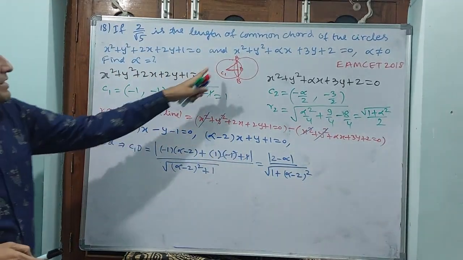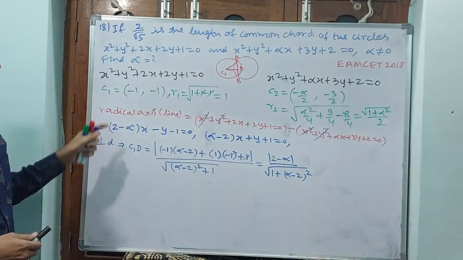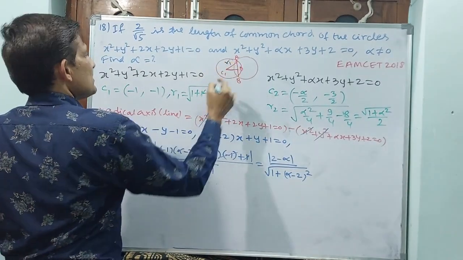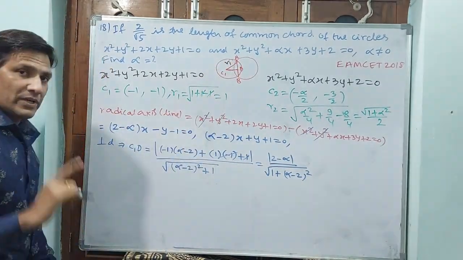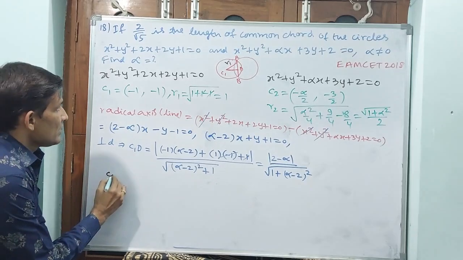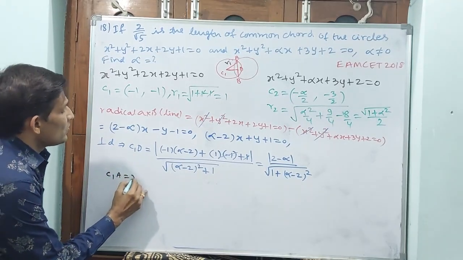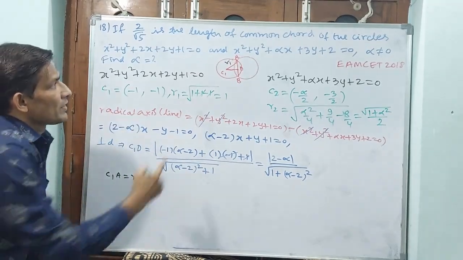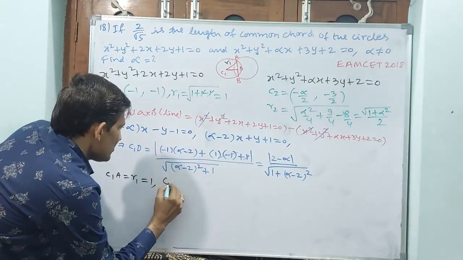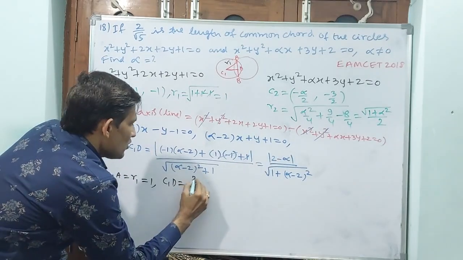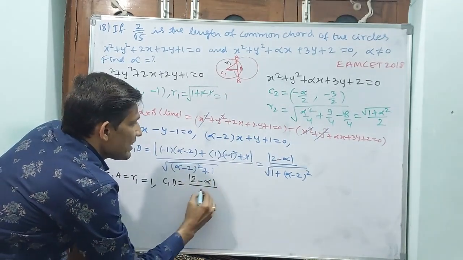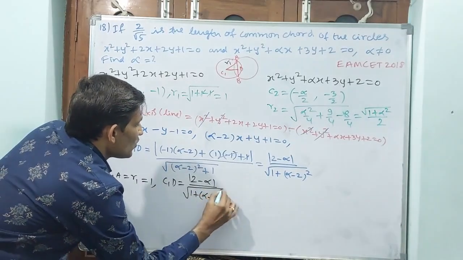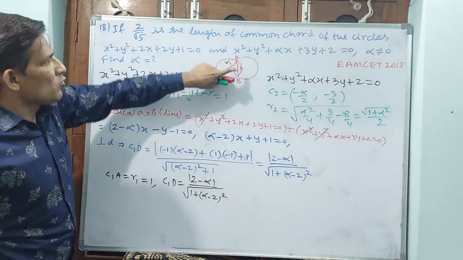See, you have got C1D and you have got C1A also. C1A means radius, R1, and R1 is 1. Once again, C1A is equal to radius 1, and C1D is equal to modulus of 2 minus alpha divided by the square root of 1 plus alpha minus 2 whole square. Now we are having two values.